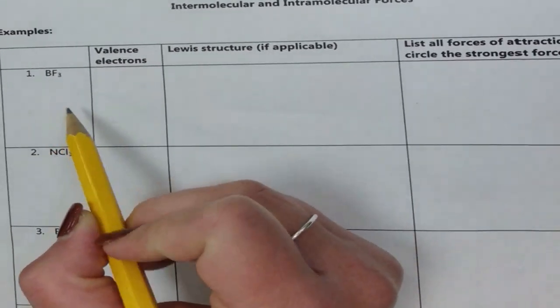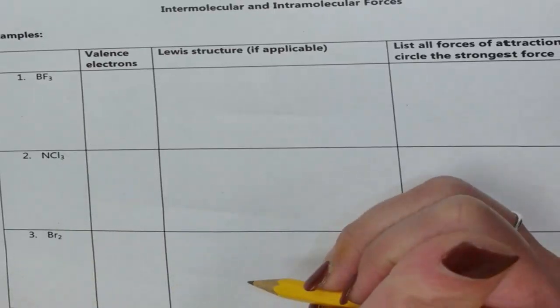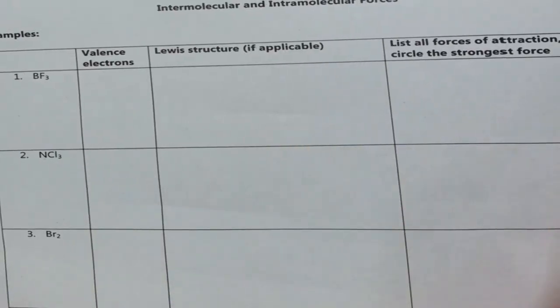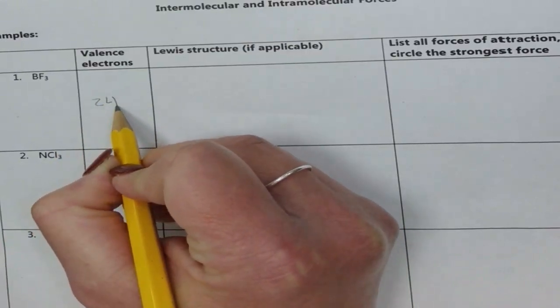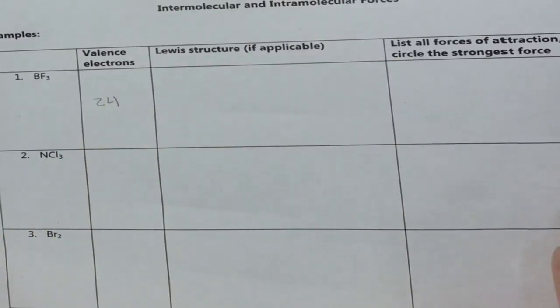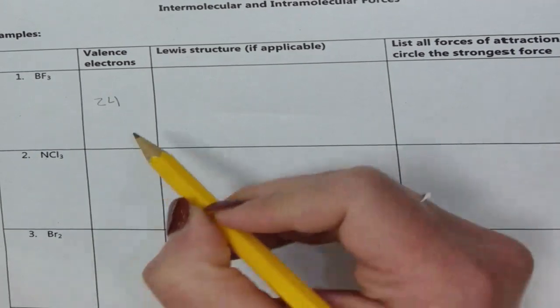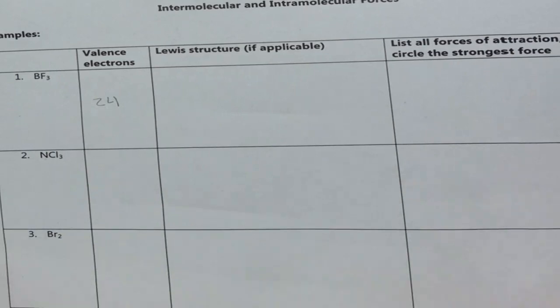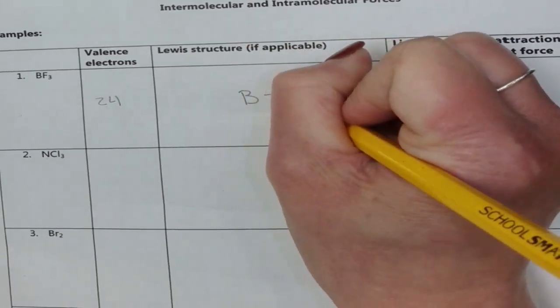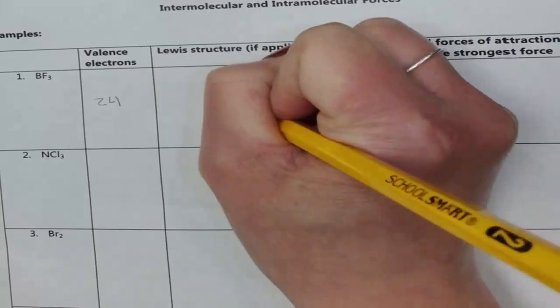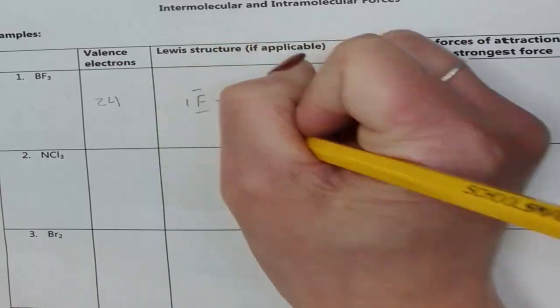All right, BF3. When we look at our periodic table, we find that BF3 has 24 valence electrons. And again, if you're not sure where I got that from, you're going to want to go to our video on valence electrons. When I draw out my BF3, I find the molecular structure to look like this. All right, and we call that the Lewis structure.